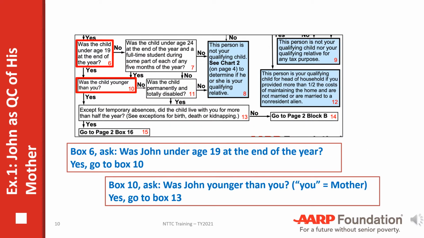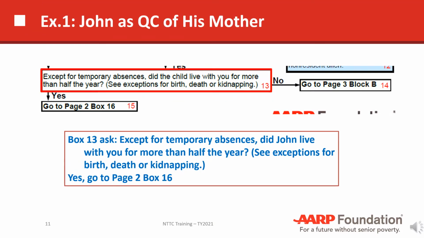Box 6 contains the question, was John under age 19 at the end of the year? And the answer to that was yes, and that sends us to box 10. Then box 10 has the question, was John younger than you, meaning the mother? So was John younger than his mother? And the answer to that was yes. That sends us to box 13. Box 13 asks the question, except for temporary absences, did John live with you for more than half the year? The answer to that is yes, and that sends us to page 2 of the resource tool, box number 16.